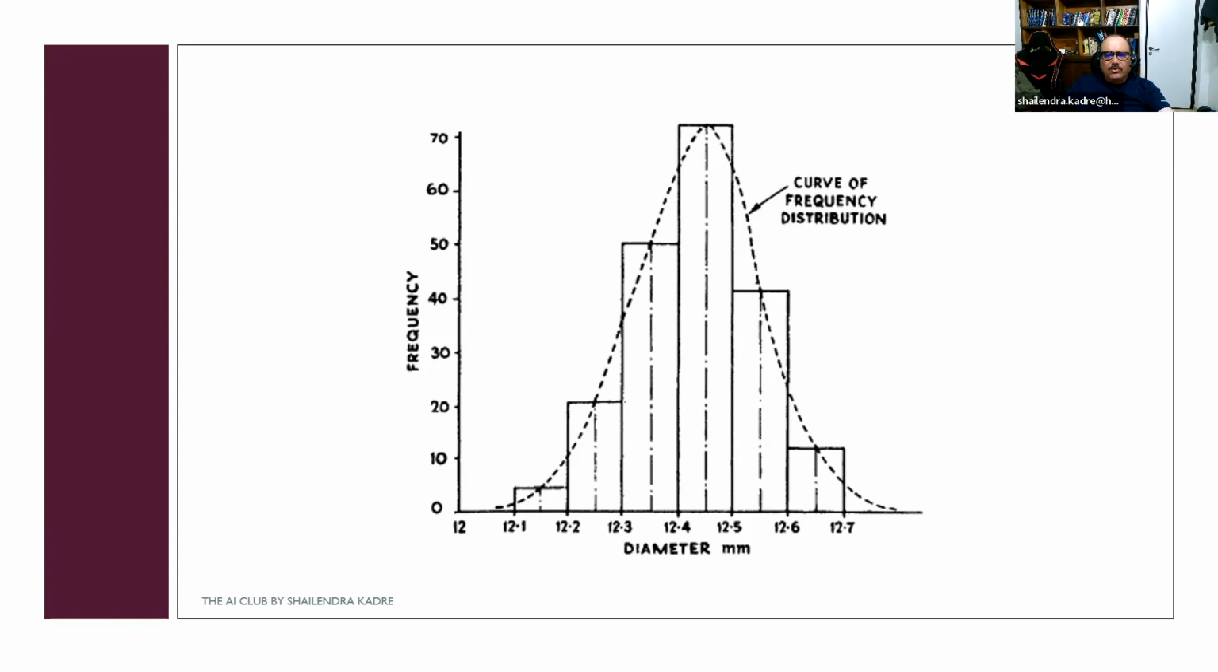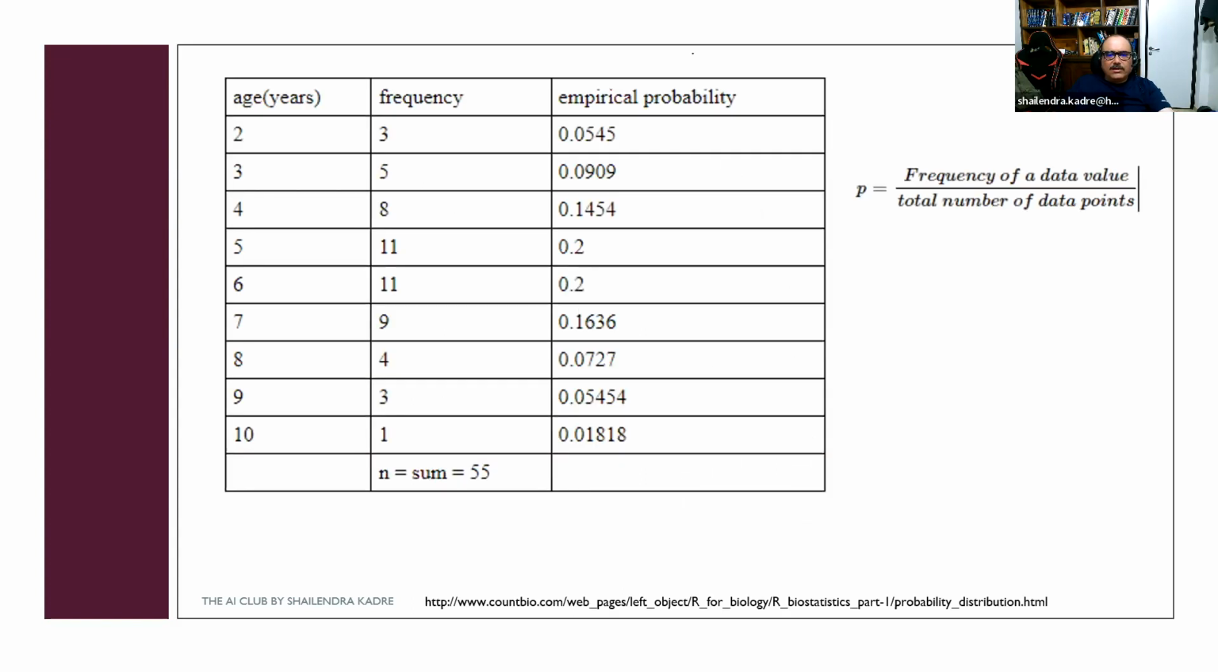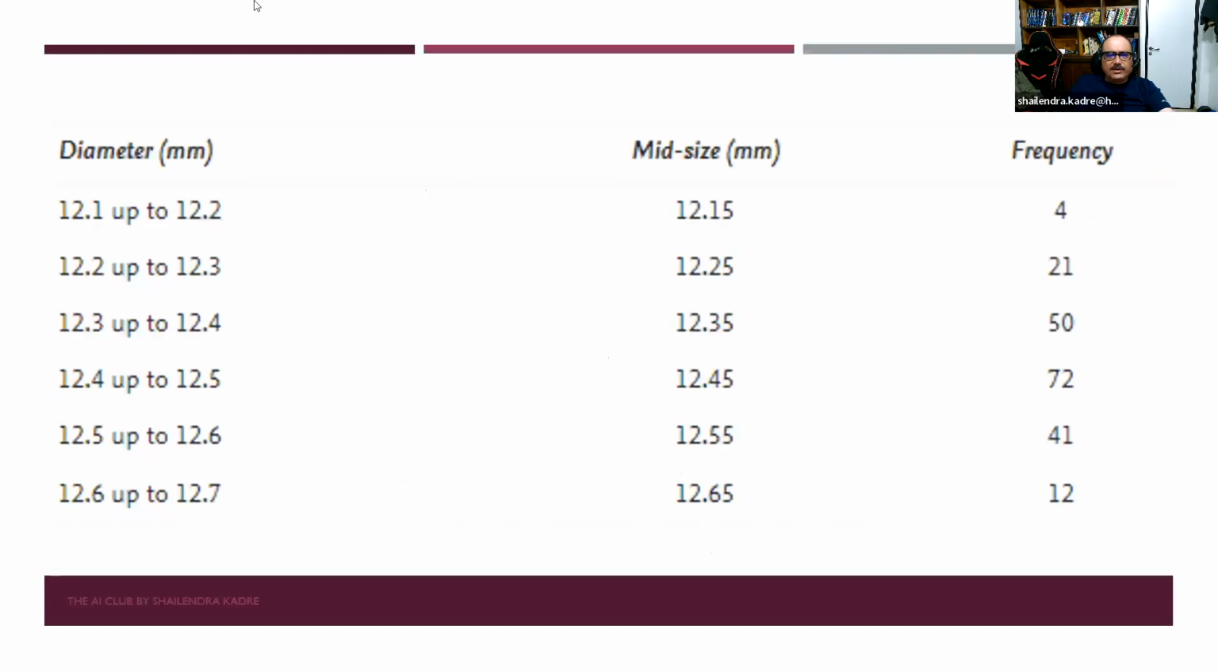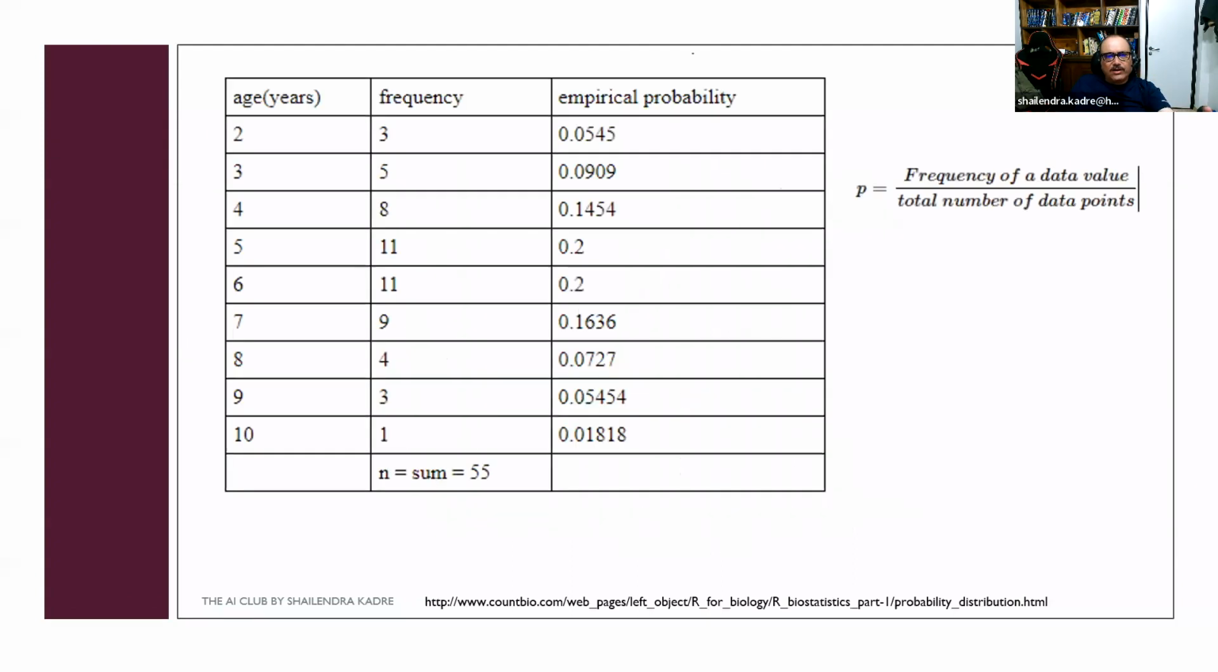Now, what if I show you this frequency chart, the same chart, in a different way? So now I am taking a different example. Suppose a statistics person or a mathematician has gone to a very densely populated place in Mumbai. He has collected, say, 55 students. He has randomly taken 55 students, and he asked everybody's age.